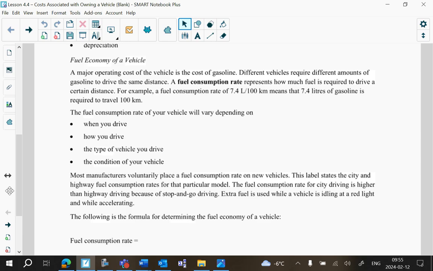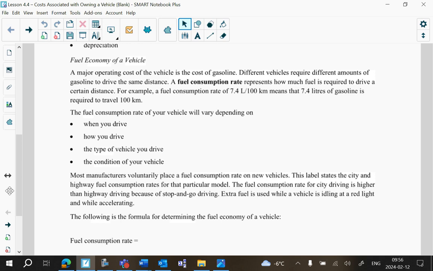When you drive, generally, if you drive in the winter, you usually use more fuel as opposed to the spring, summer, fall. How you drive matters too. Are you a lead foot? If you're waiting at a red light and the light turns green, do you just slam on the accelerator? That's going to waste fuel, okay? I've already talked about the type and the condition, obviously, of the vehicle. If it's not in great condition, your fuel consumption rate won't be as good.